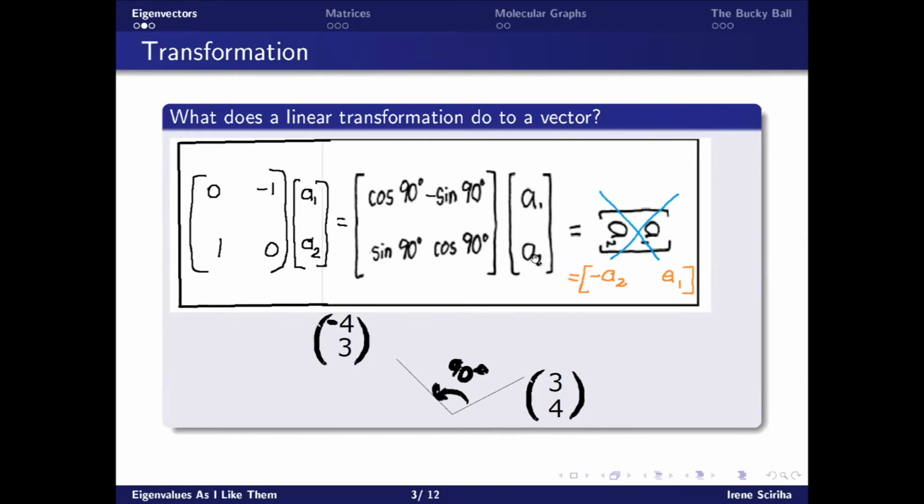What happens to A1, A2? Does it turn by 90 degrees? Not actually. It's minus A2, A1. And I should have written that as a column, not a row, so I need to do a transpose there. So for example, if you have 3, 4, and you rotate by 90 degrees, you get minus 4, 3, okay? Where that is the origin.